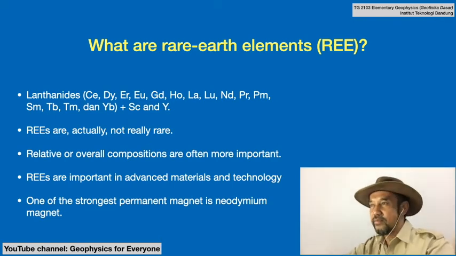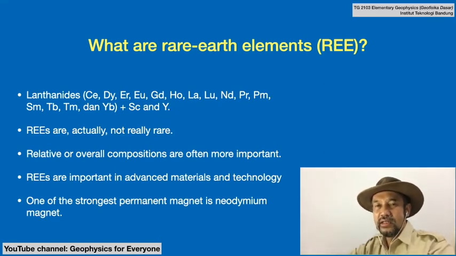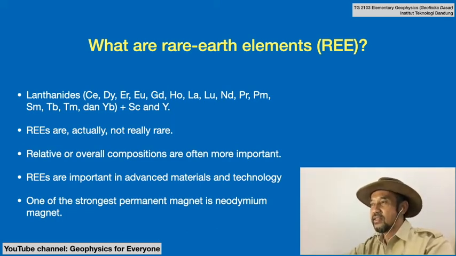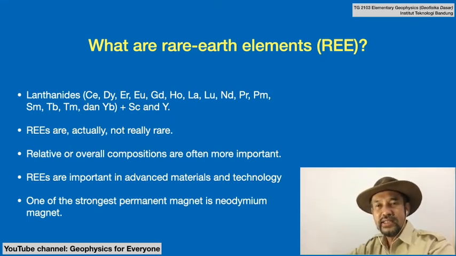Now, this is interesting. The rare earth elements are actually not really rare. They are often dispersed due to their chemical properties. Therefore, it is rather difficult to find them in concentrated forms. In most cases, the composition of each element is not that important. The most important is the pattern or overall composition of these 17 elements.